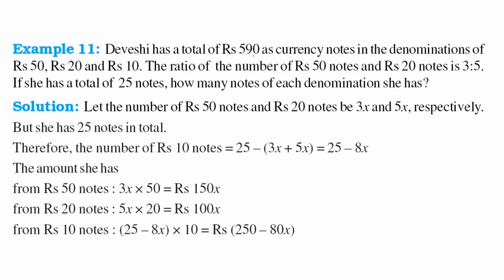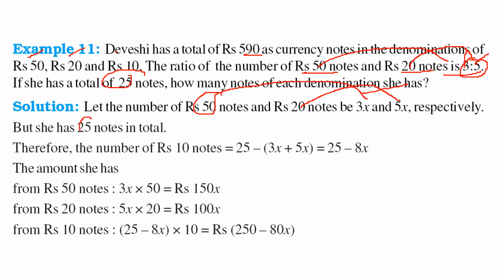Debussy has a total of 590 rupees as currency notes in the denominations of 50, 20 and 10. The ratio of the number of 50 rupee notes and 20 rupee notes is 3 to 5. If she has a total of 25 notes, how many notes of each denomination does she have? Because the ratio is given as 3 is to 5, let the number of 50 notes be 3x and 20 notes be 5x, as given in the question.